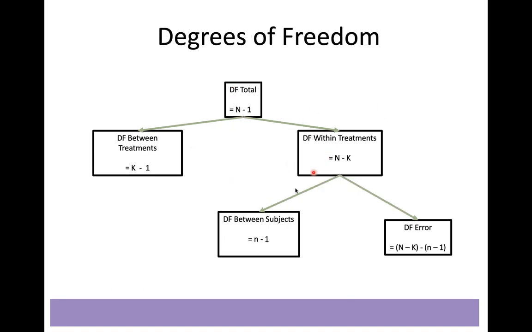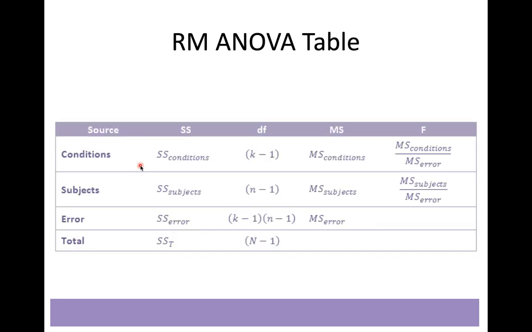Each of those sources of variability also has a degrees of freedom. So we're going to go through and learn how to calculate each of those degrees of freedom. And then we simply fill out a table, an ANOVA table, with each of our sources of variability, each of our degrees of freedom, and then we use those numbers to eventually calculate our F statistic.